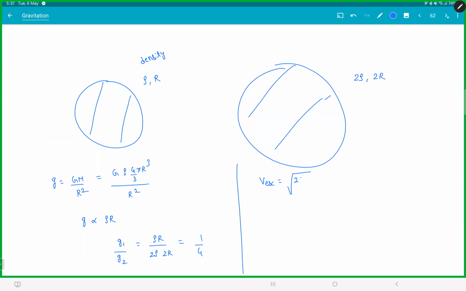V escape is root over 2GM by R. Again, mass is not given. What is given is density. So convert mass into density. 2G times rho 4 by 3 pi R cube by R. So we can see V escape is proportional to root rho into R, that is R square that comes out. So V1 by V2 will be root rho into R by root 2 rho into 2R, which is 1 by 2 root 2. Clear this? There, straightforward substitution, nothing much. Any doubts on this?